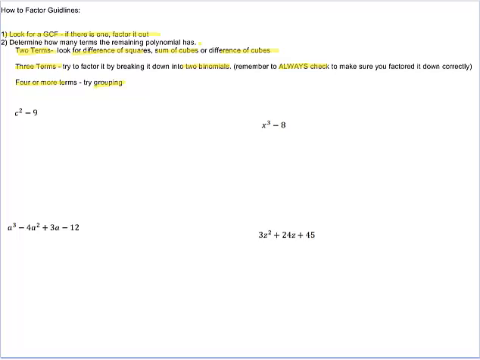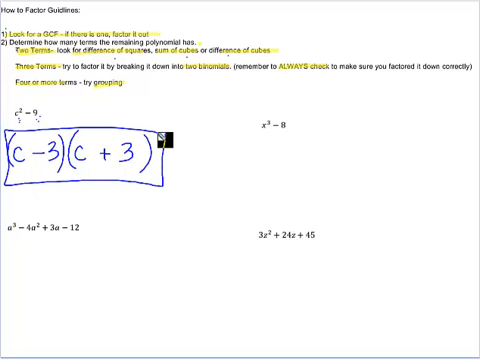So the first example is c squared minus 9. I'm looking for a GCF. C squared and 9 have nothing in common, so there is no GCF. So I determine how many terms. We've got 2 terms, so we see if it's a difference of squares, sum of cubes, or difference of cubes. C squared and 9 are both perfect squares, so it's a difference of squares. C squared is a perfect square of c. 9 is a perfect square of 3. You make one minus, you make one plus. There, we factored it. That difference of squares comes up a ton, so it's going to be beneficial for you to become quick at seeing and identifying those.